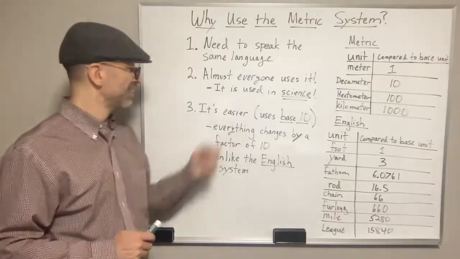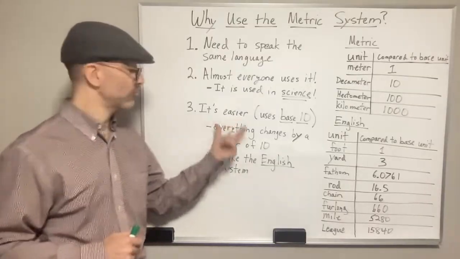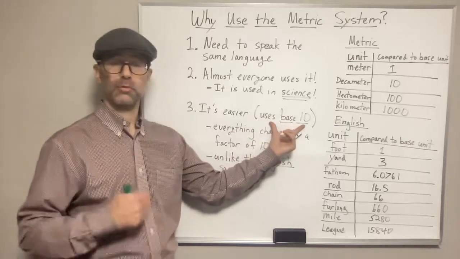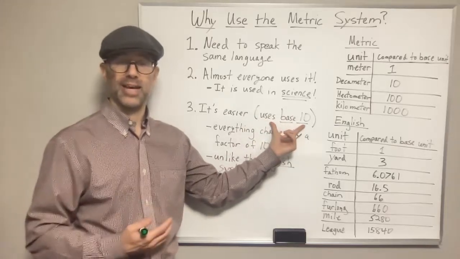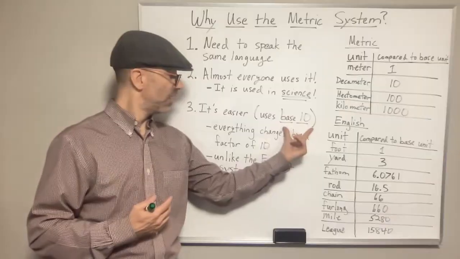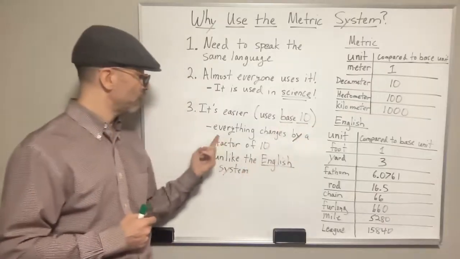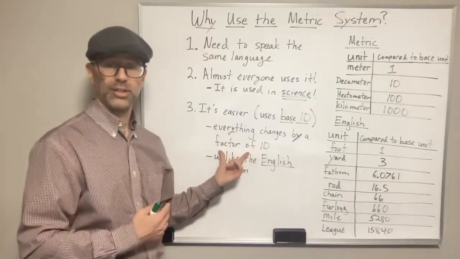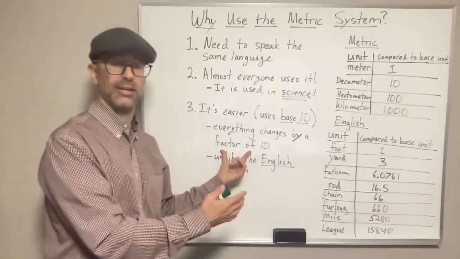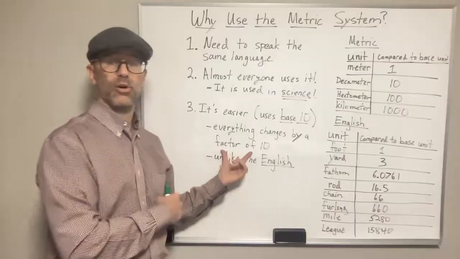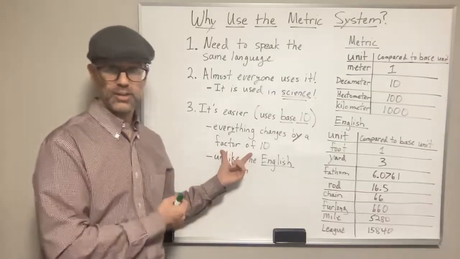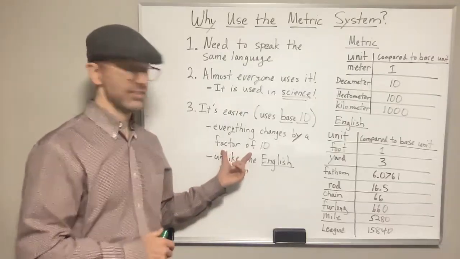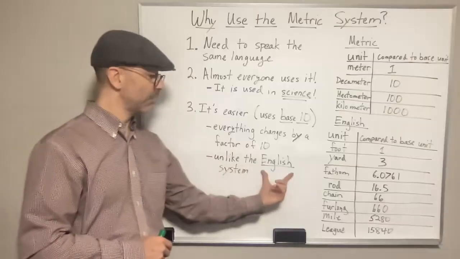And then third, it's easier. It's easier to use, right? So the metric system is based on the number 10. It's based on factors of 10. So everything in the metric system changes by a factor of 10. You're either multiplying by factors of 10, or you're dividing by factors of 10. So that's the difference. It's not the same with the English system.